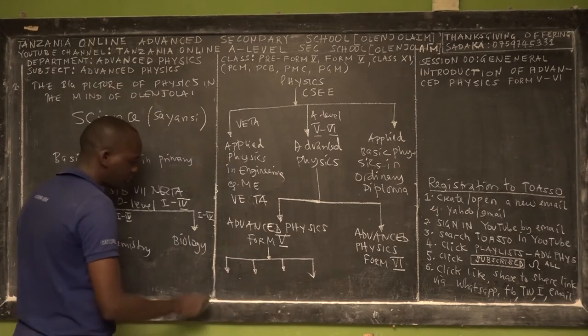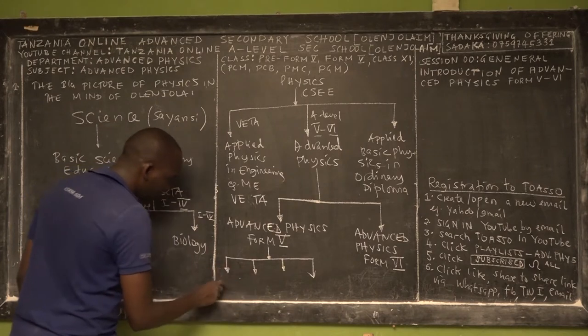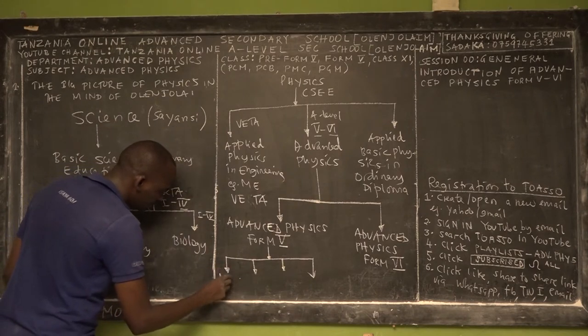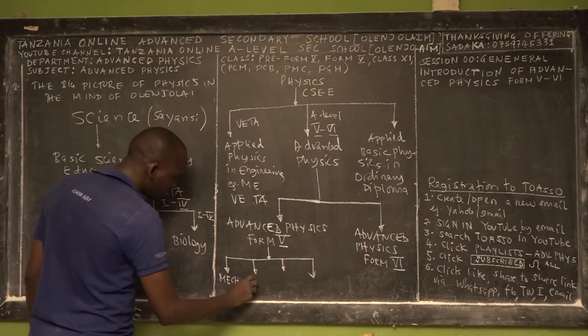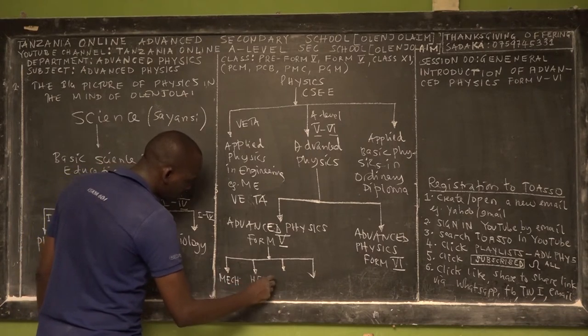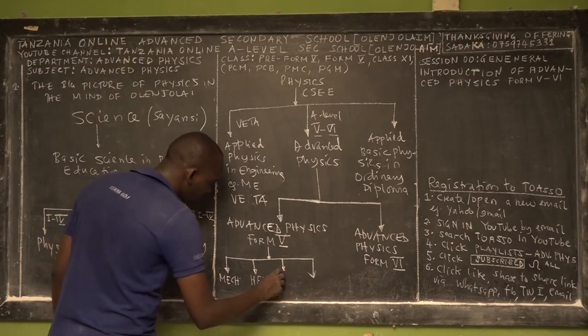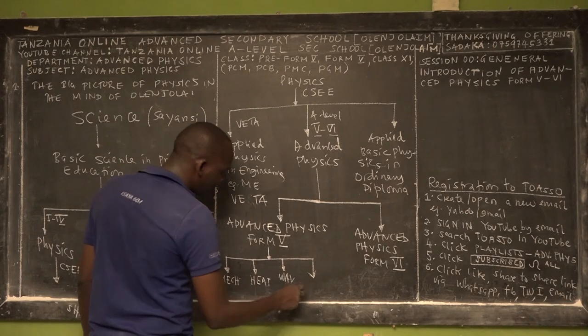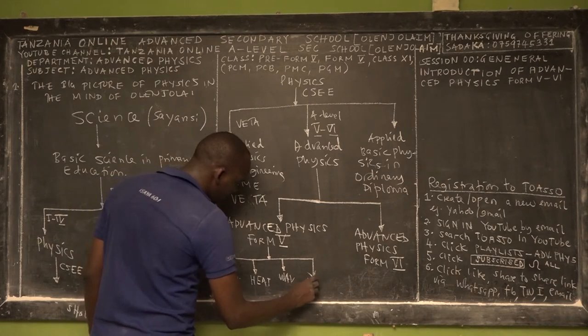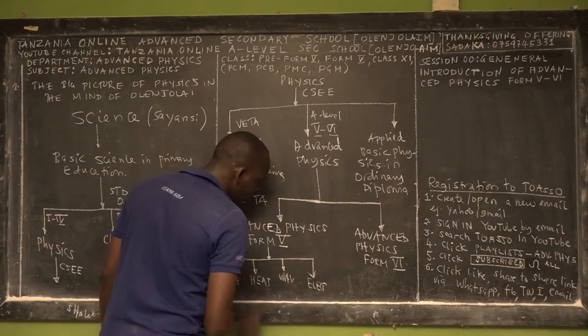We have four main topics. The first one is called what? Mechanics. The second one is called what? Heat. The third one is called what? Waves and vibration. The other one is called what? Electrostatic. I'll mention them, don't worry.